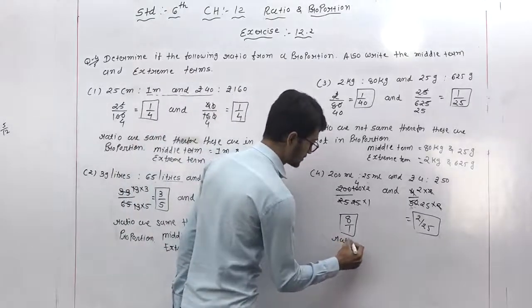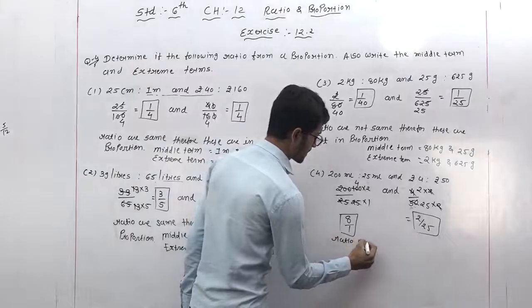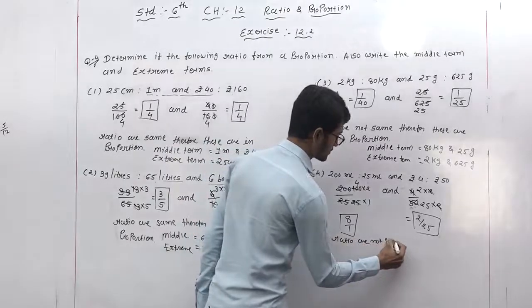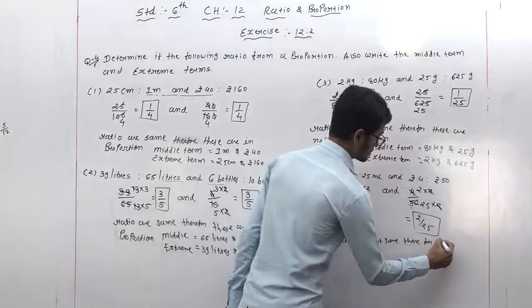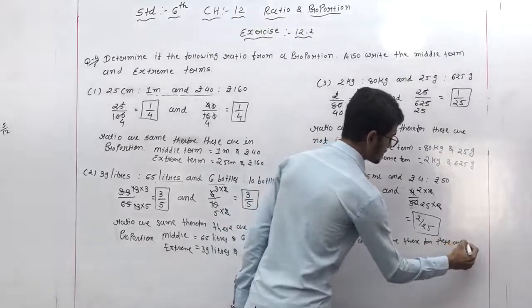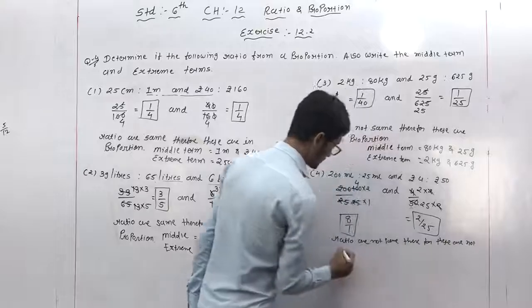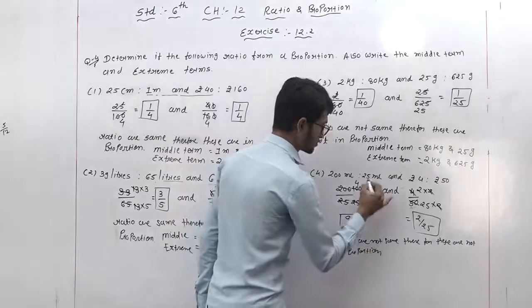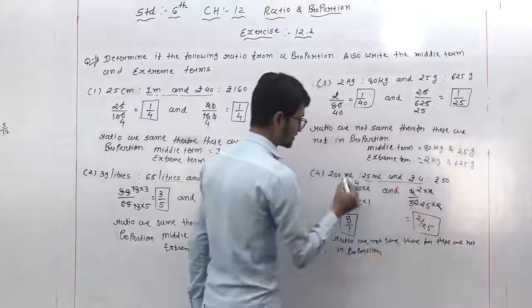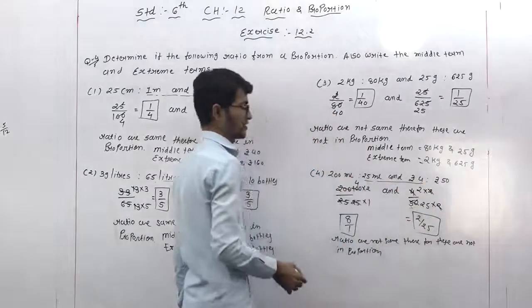Write down, ratios are not the same, therefore these are not in proportion. So here this 2 is the middle term and this one is the extreme term.